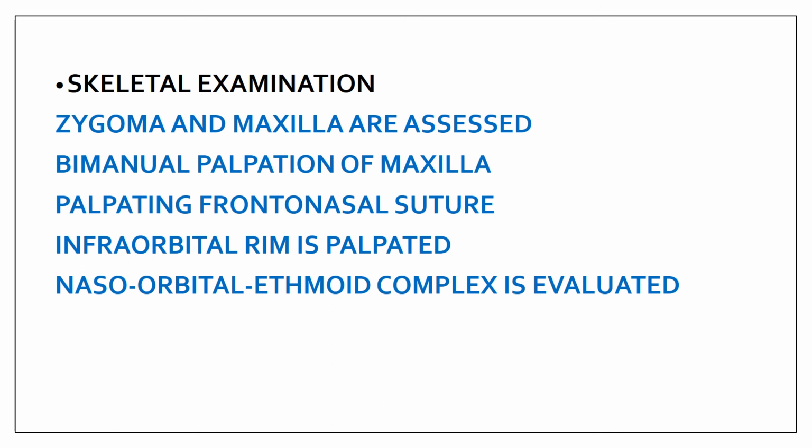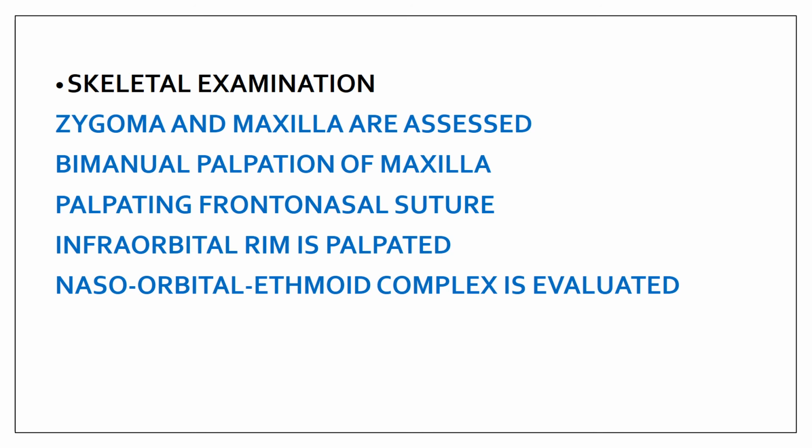Next is palpating the frontonasal suture. In Le Fort 3 we have seen the fracture line starts from the frontonasal suture, so you palpate the frontonasal suture in that case. The next is the infraorbital rims, which are palpated for the presence of step deformity, which can indicate a Le Fort 2 fracture. So this can help you detect which type of Le Fort it is.